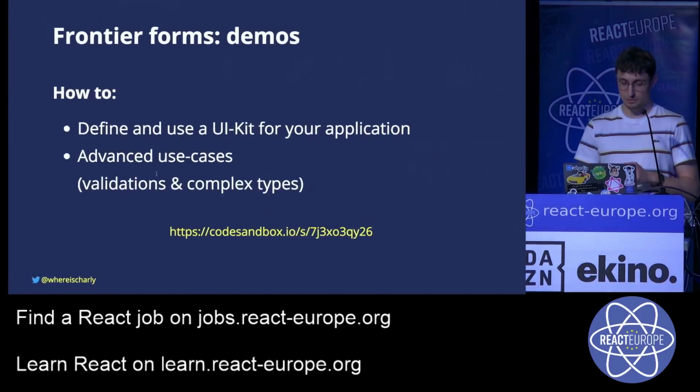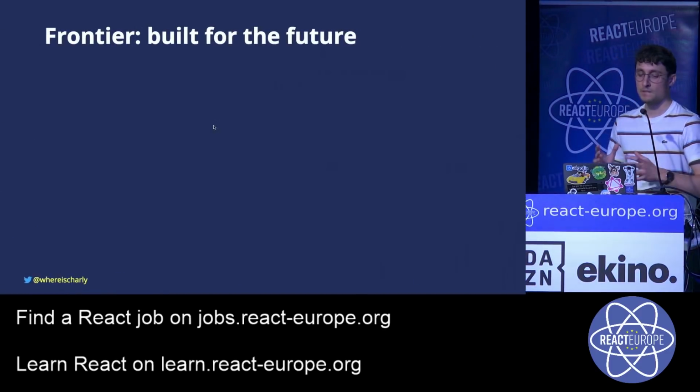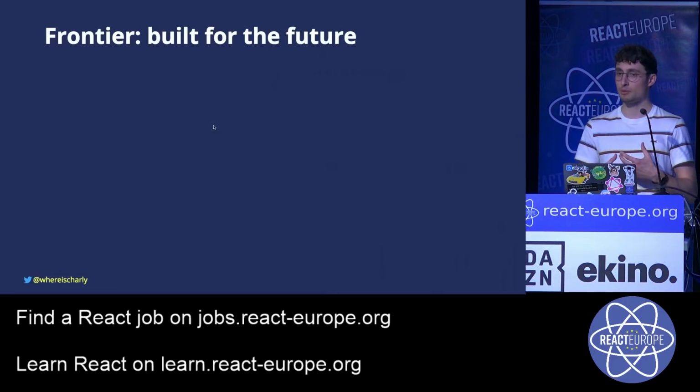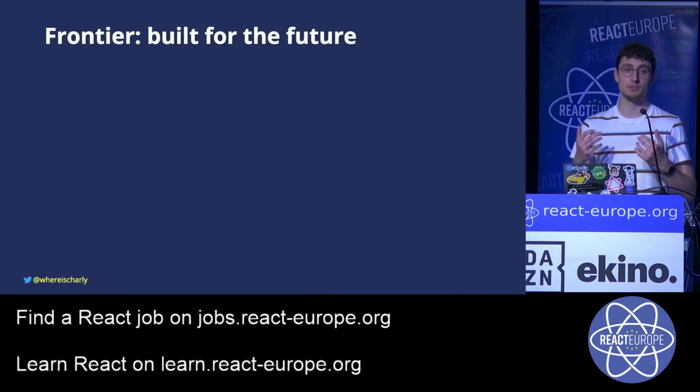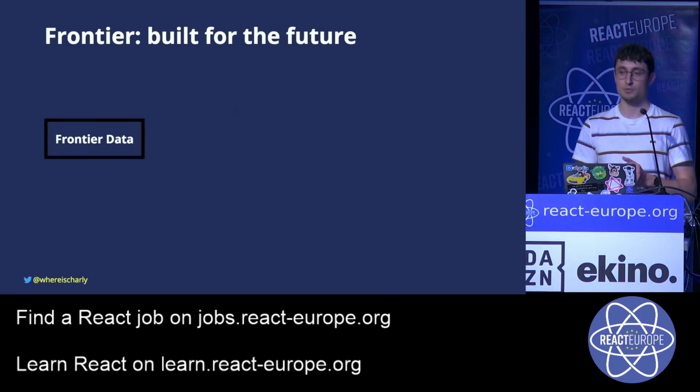Let's go back to the presentation. As you saw, Frontier is a React form library that works with GraphQL, especially with Apollo. But under the hood, Frontier is built for the future. What does it mean? Frontier is divided into 3 parts. The first one is Frontier Data. Frontier Data is the service of the library that takes any kind of data and translates it to JSON schema, which is a well-known standard to deal with data. For now, it only works with Apollo GraphQL.